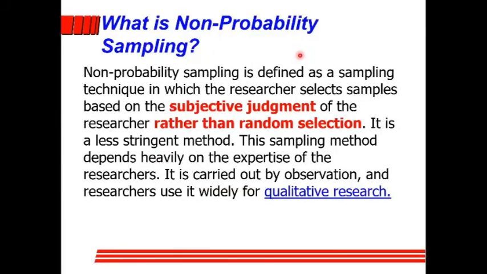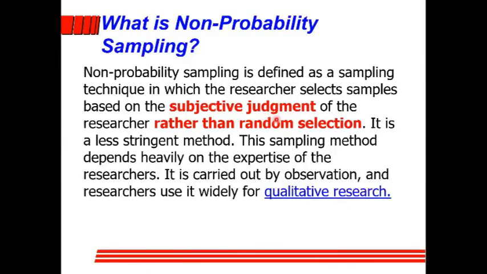Okay. So, earlier, our discussion focused on probability sampling. For this one, we have non-probability sampling. Non-probability sampling relies on subjective judgment. It is defined as a sampling technique in which the researcher selects some samples based on our subjective judgment. Earlier, the probability sampling focused on random sampling, right? But here, we have subjective judgment.